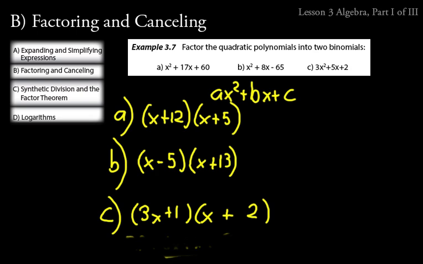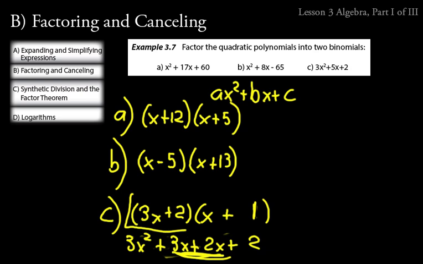Just like I did here, sometimes you have to do trial and error on these and play with them a little bit and see what works. You can do that with mental math, or like what I just did, write it down, expand it out on paper and check yourself. So this one would work if you expanded it back out. You'd have 3x squared plus 3x, plus 2 times x is 2x, plus 2. This time we do get a 5x for that x coefficient, so that one works, and this is the correct factored form.